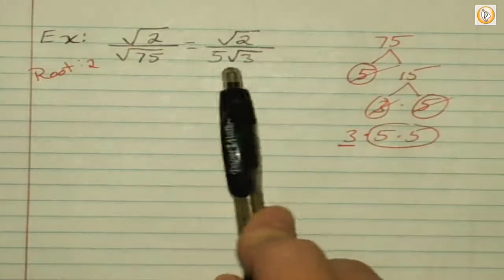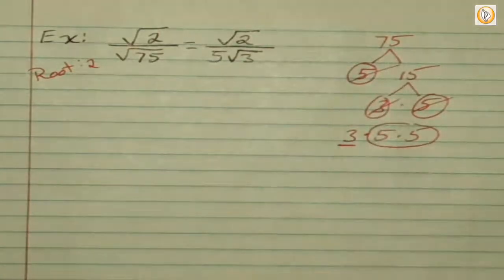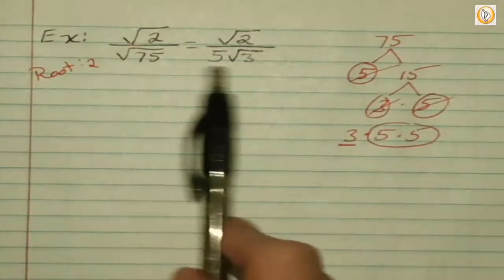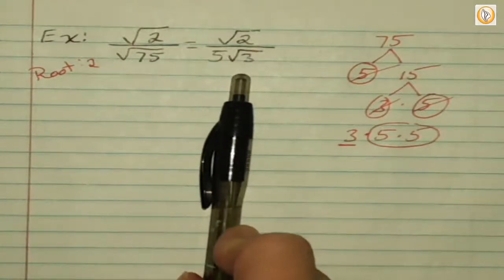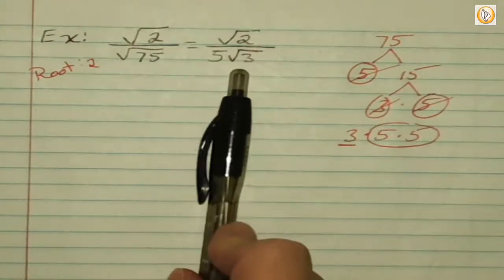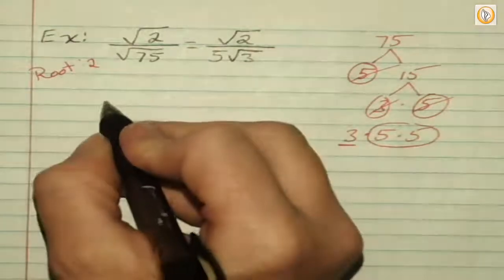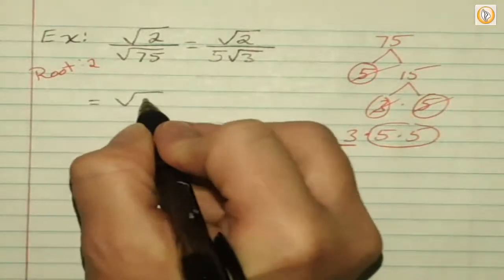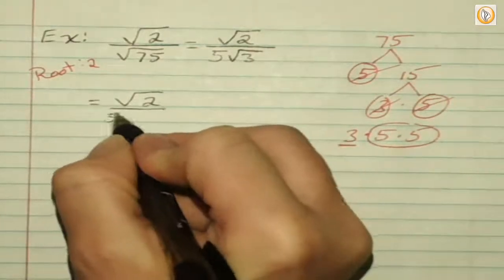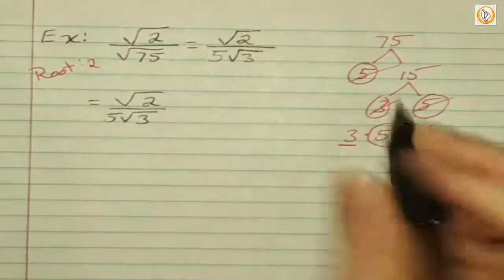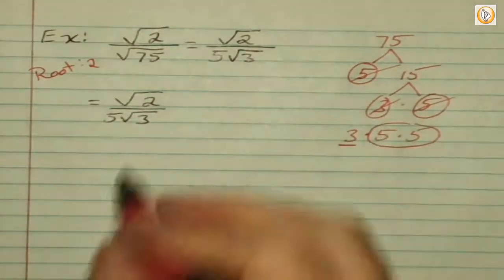And I rewrote it. Now, can we have a radical in the denominator? No. Do I need to get rid of the 5 too, or just the radical, the square root of 3? Just the square root of 3. That's right. So I'm going to rewrite it because we got some work to do. So, Ariel, how do I get rid of the square root of 3?